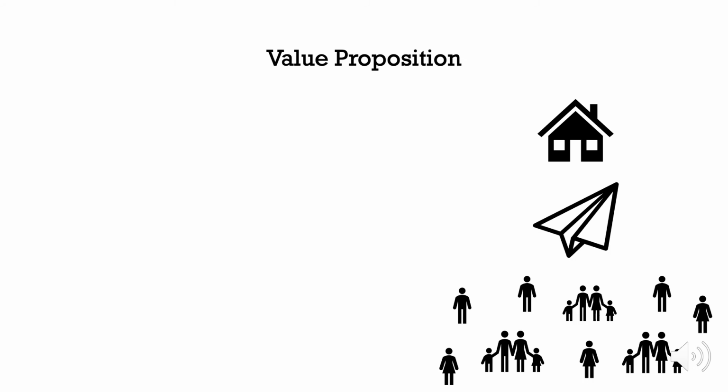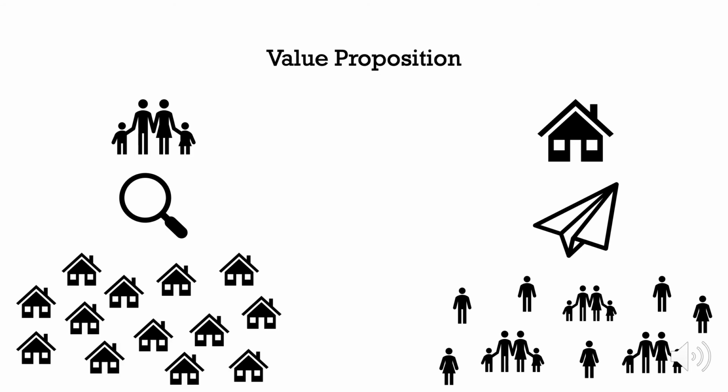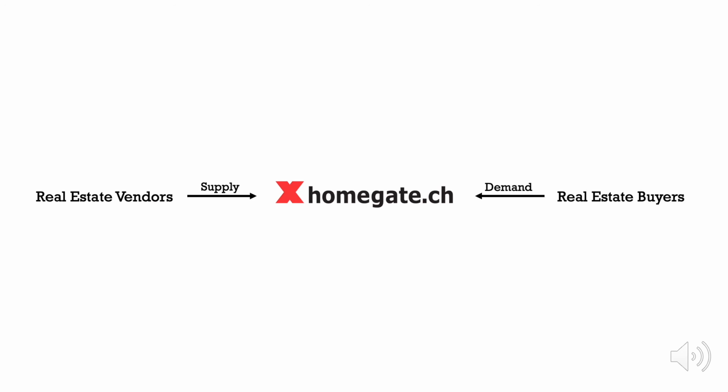The value proposition for the vendors is that they give them a marketplace with an extensive audience of possible buyers. Regarding the demanders, they offer a large variety of different listings, all at the same place with the possibility to filter objects according to specific needs. HomeGate's two-sided market consists of real estate vendors and real estate buyers. For both sides, it is of central importance to have a considerable amount of users on the other side. Thus, HomeGate has to make sure that the number of offerings and the people looking for real estate are balanced.